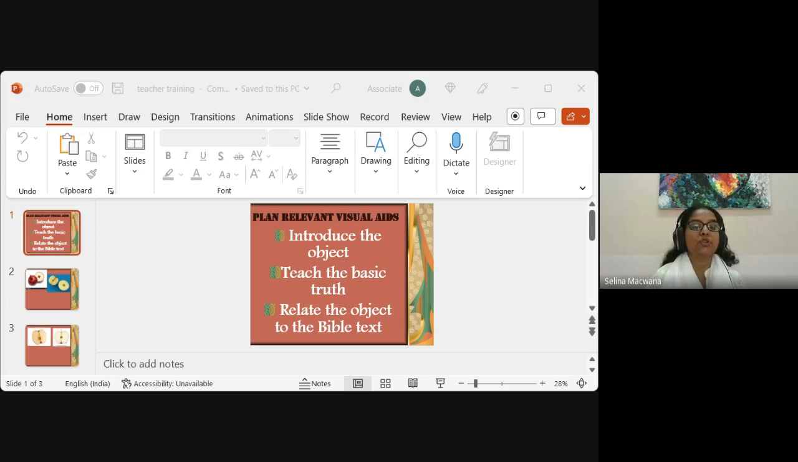So when you are doing an object lesson or using an object for an object lesson, what should you do? Basically, introduce the object. The second thing is teach the basic truth. And the third thing is you relate the object back to the Bible text or to the Bible truth or the scripture or the story that you are teaching. So the first thing is introduce the object. Second is teach the basic truth. And the third thing is relate the object to the Bible text.